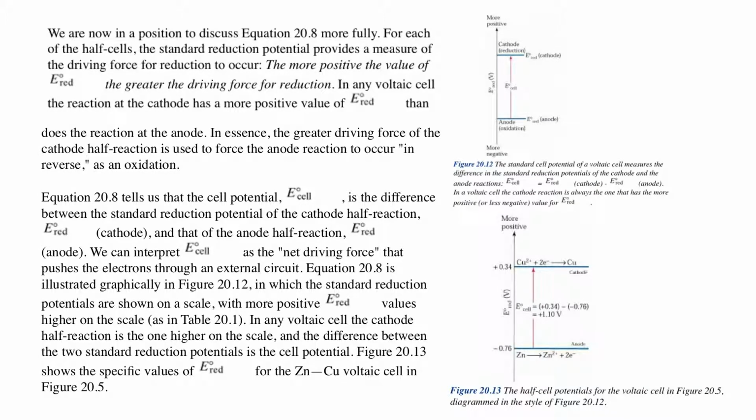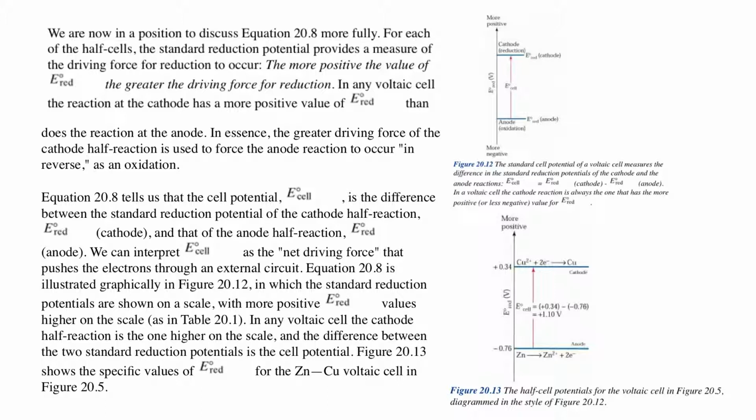We're now in a position to discuss equation 20.8 more fully. For each of the half cells, the standard reduction potential provides a measure of the driving force for reduction to occur. The more positive the value of the standard reduction potential, the greater the driving force for the reduction. In any voltaic cell, the reaction at the cathode has a more positive value of standard reduction potential than does the reaction at the anode. In essence, the greater driving force of the cathode half reaction is used to force the anode reaction to occur in reverse as an oxidation.